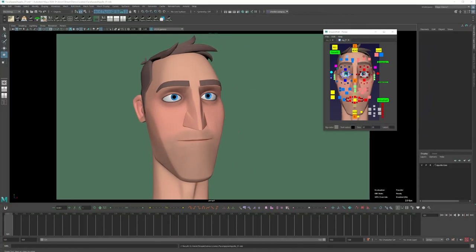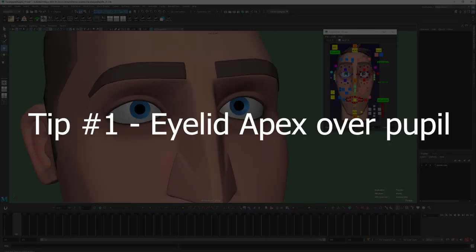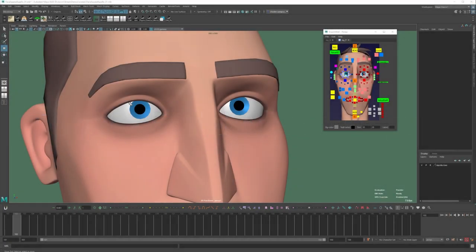So enjoy. So we're here in Maya with the Apollo rig, and for this video in particular we're just going to focus on the eye mask. I consider the eye mask the area with the brows and the eyes and maybe a little bit of the cheeks as well. The first tip I have for you is that the apex of the top eyelid should be over the pupil.